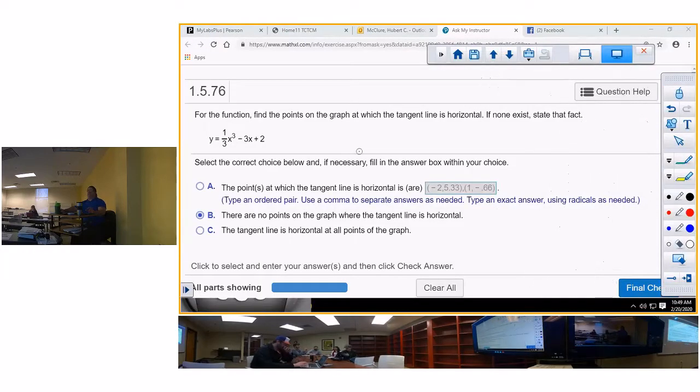What does this one say? For the function, find the points on the graph for which the tangent line is horizontal. If none exist, state the fact. First of all, you need to graph this. First thing, graph it. So go ahead and graph it. Take your handy dandy calculators, all y'all on the calculator drill team.